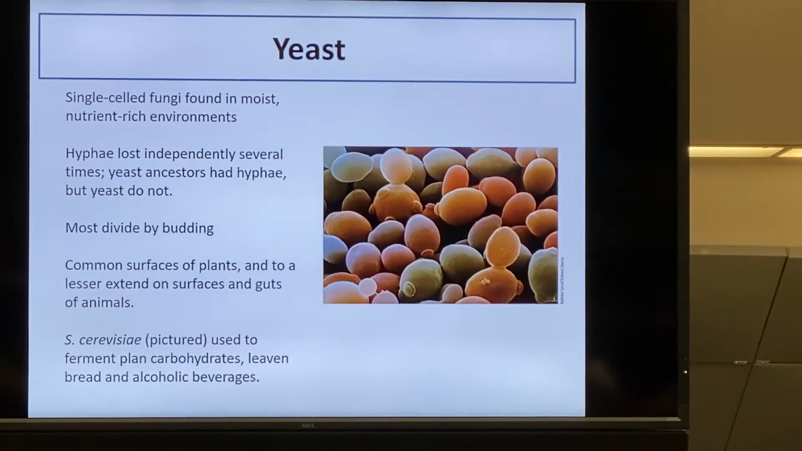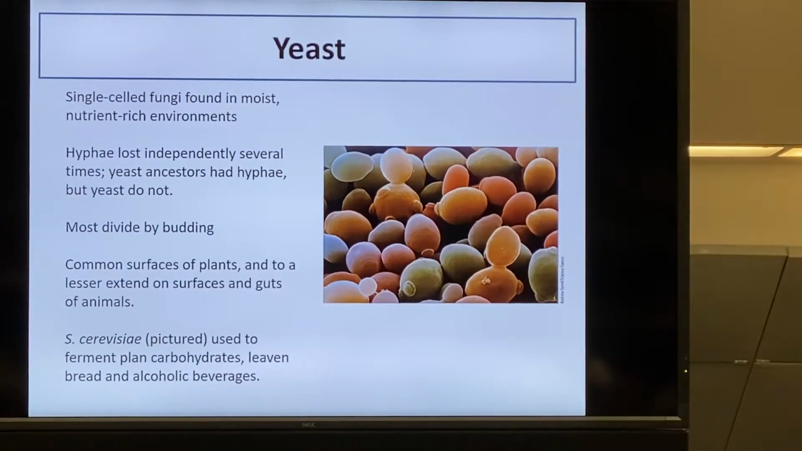So here's where my follow-up question is going to come. So with yeast, some of you probably have experience with yeast in different ways. Hopefully they're positive. They're not always. But yeast are single-cell fungi that are found in, I'm not going to say the word, nutrient-rich environments. That was for you.